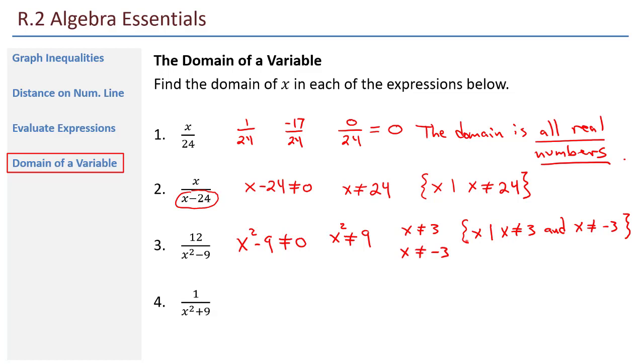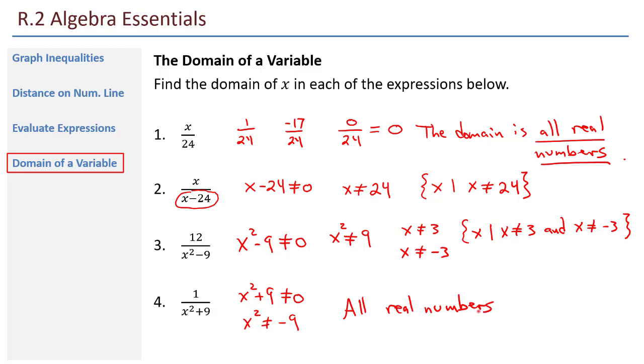Last question, number 4. As before, I look at the denominator, and I see x squared plus 9 may not equal 0. But wait a second. Is that even possible? Is there any x that actually makes this equal to 0? If there were, I'd have to have x squared equal negative 9. Well, that's never true, right? Whenever I square a number, it's always going to be either 0 or positive. There isn't any real number I can square to make it equal to negative 9. So in fact, just like in problem number 1, the domain is all real numbers.